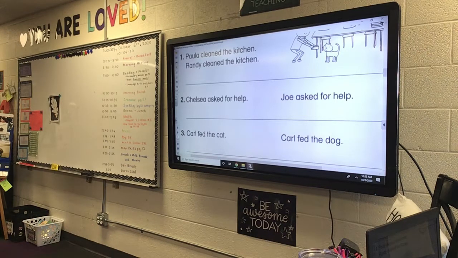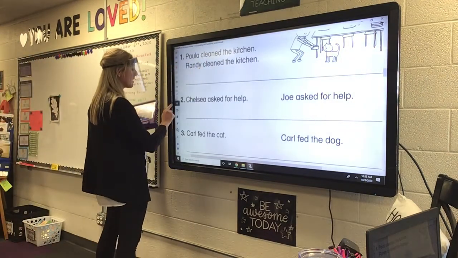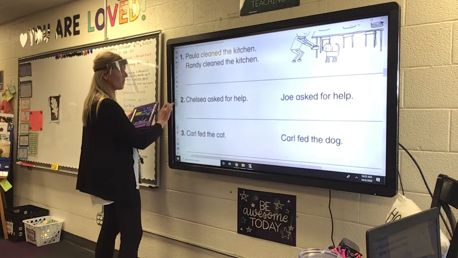Kinsley, what was repeated twice? Cleaned the kitchen. Cleaned the kitchen. So with your pencil, cross off one of them. It doesn't matter which one you cross off, but you need to cross off one of them.